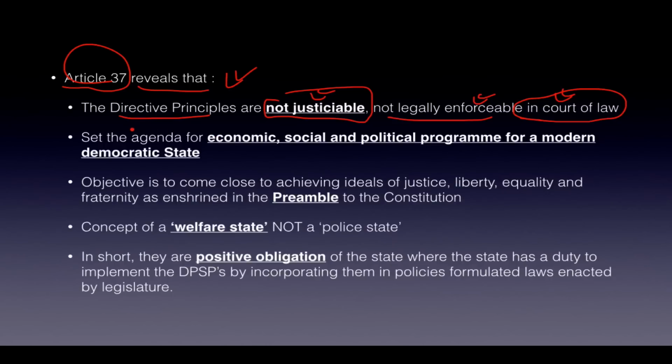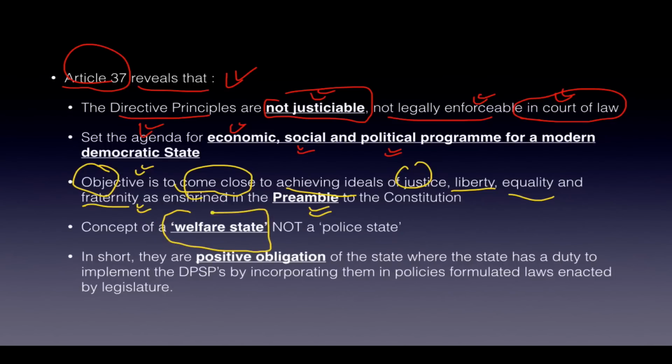But what is the good point? It sets the agenda for an economic, social and political program for a modern democratic state. So all this agenda sets an objective, which means that we have to come as close as possible to achieving the ideals of justice, liberty, equality and fraternity, which are enshrined in the preamble of the Constitution. Then we have to put the faith that it is a welfare state we are making and not a police state.